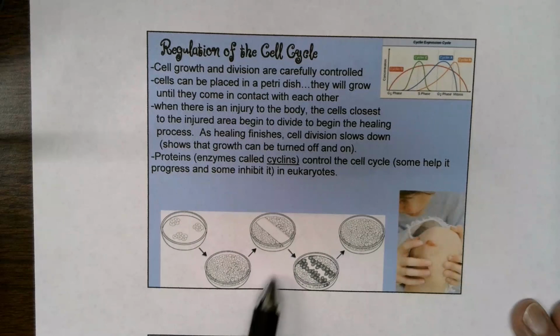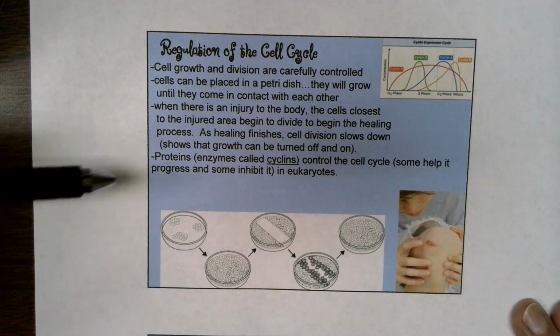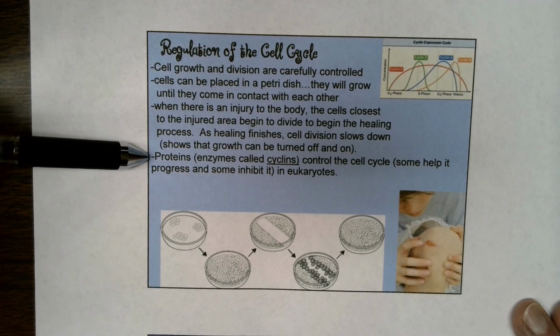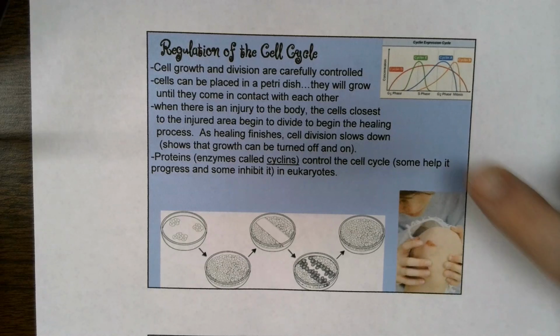So this is a good example of how you've got cells that have grown and divided until they touched each other. You have an injury that needs to be repaired, and they're going to grow and divide until they touch each other again to repair that damage. Okay, and then again, here at the bottom where it talks about proteins controlling the cell cycle, some inhibiting and some progressing it. And then that just talks about how that growth can be turned off and on.